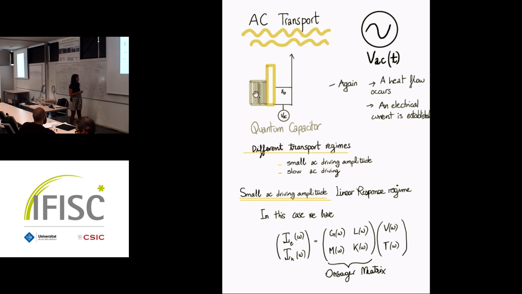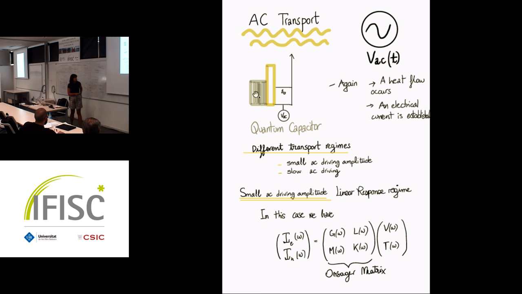Okay, so for a small AC driving amplitude, when the amplitude of the AC field is very small, you can do what we did before, but now you see that the electrical and the heat flow both depend on the frequency, because now our problem is time dependent. And then you can also define what is called the Onsager matrix that relates these two currents to the driving forces, that in this case is just the electrical potential that depends on time, and eventually you can even have some temperature that depends on time.